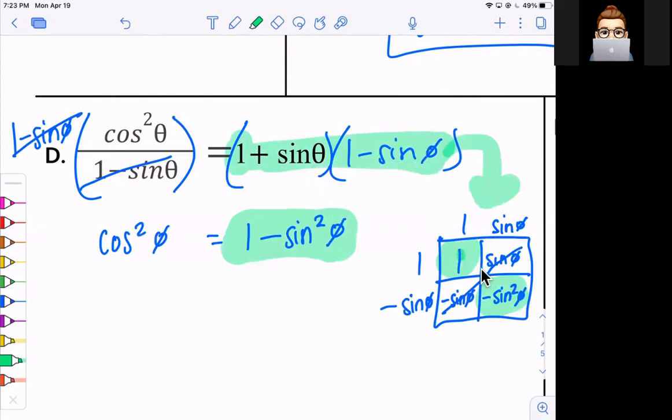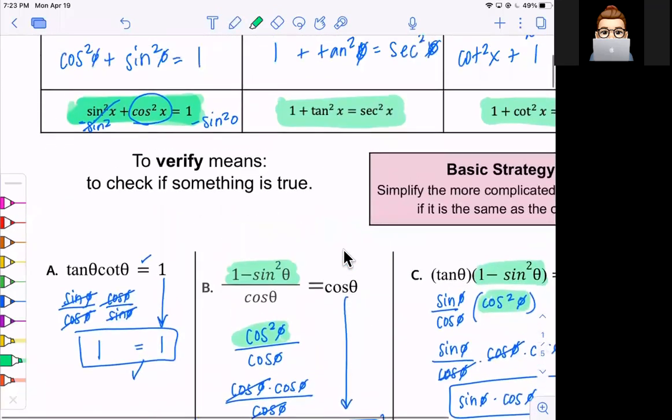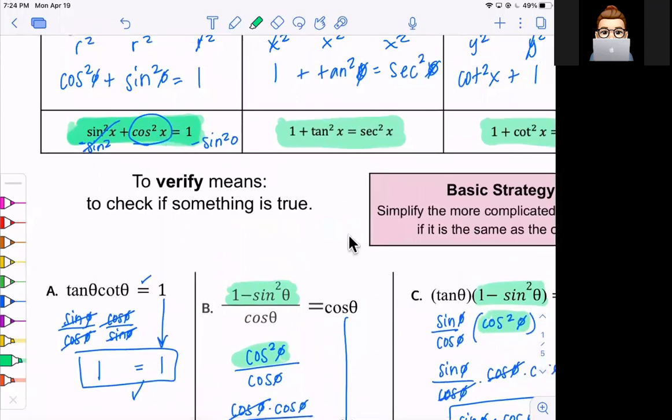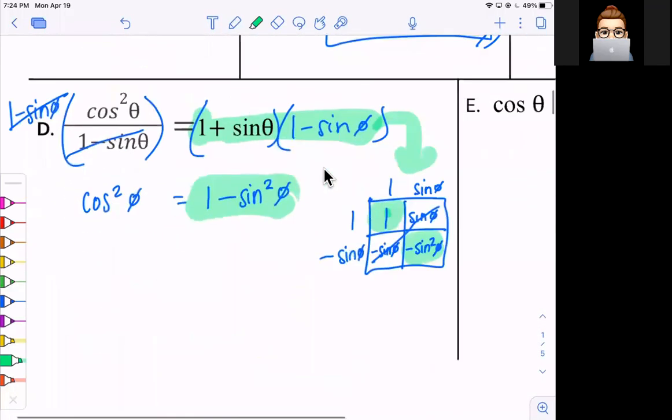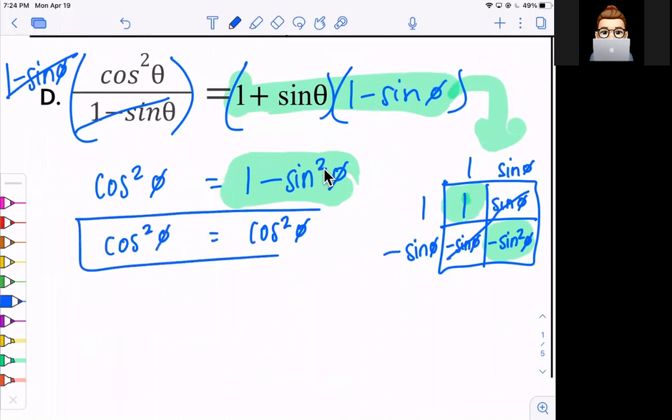Right. So now I know 1 minus sine squared theta, that was one of my original ones that I was talking about here, is equal to cosine squared theta. So I'd have cosine squared theta equals cosine squared theta. I see that those are true. This is not the only way to do this problem. With lots of these problems, there are different ways you can go. I'm just showing you one potential direction.